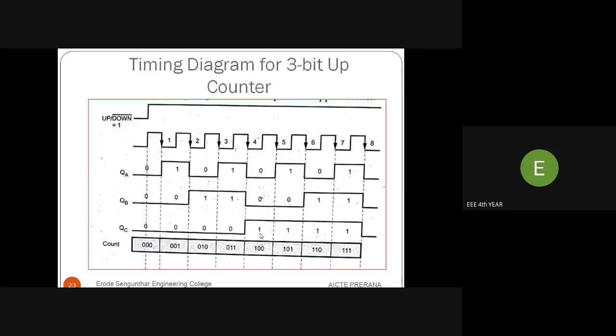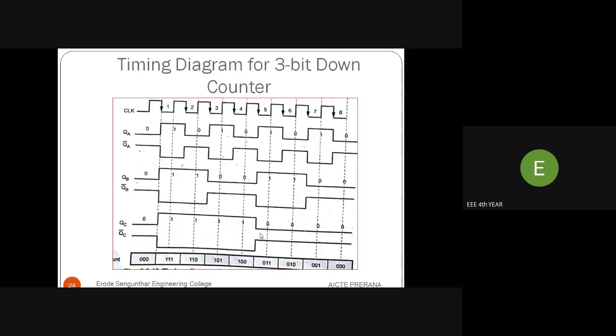So the timing diagram for a 3-bit up counter is the same as the synchronous up counter. It counts the values from 000 to 111. This is the timing diagram of a 3-bit down counter. It's just complementing each flip-flop output. See the QA output as 0 1 0 1.